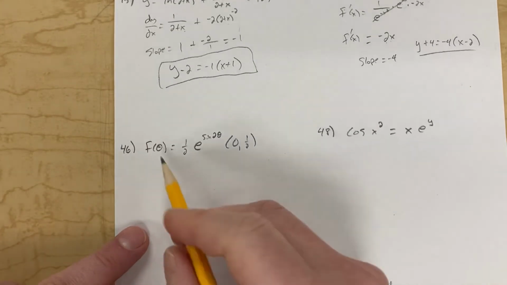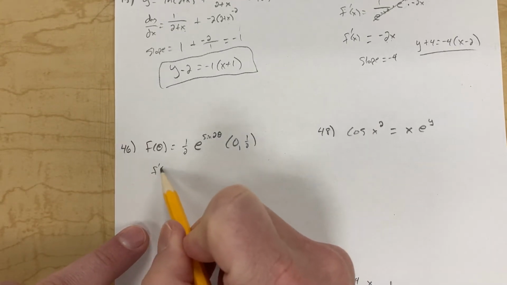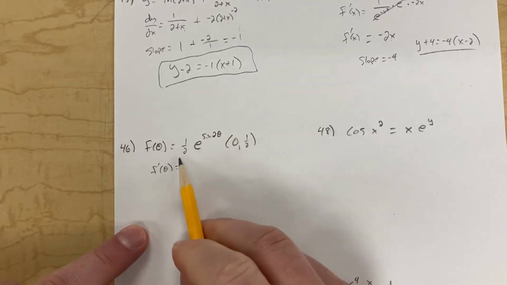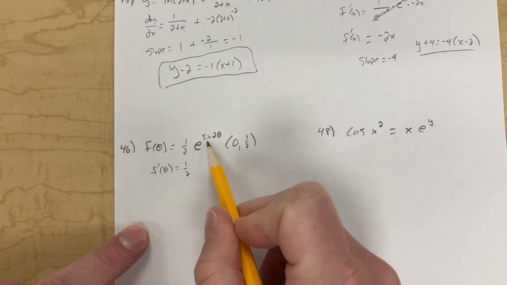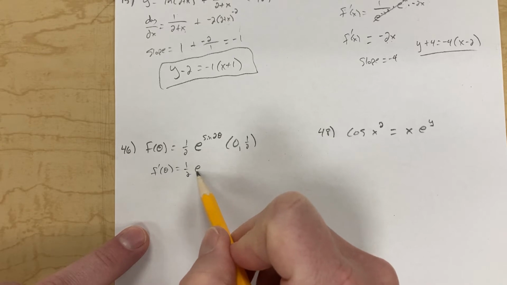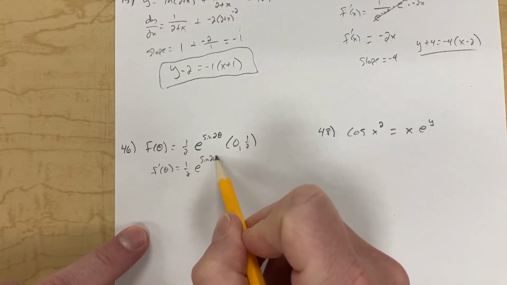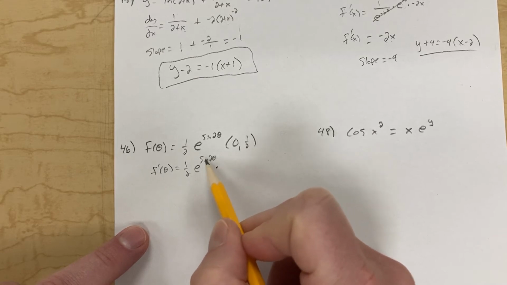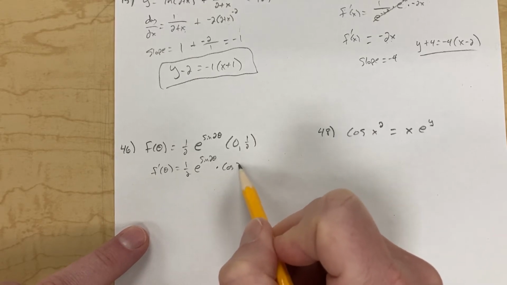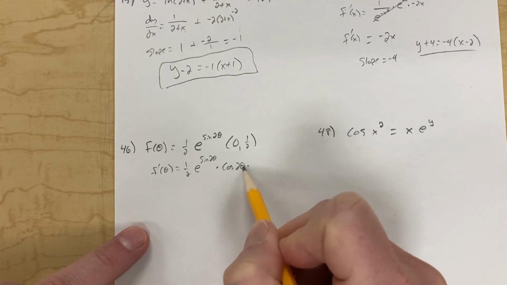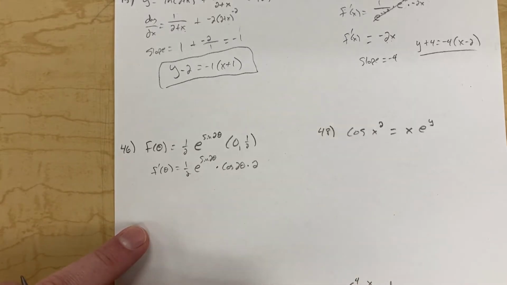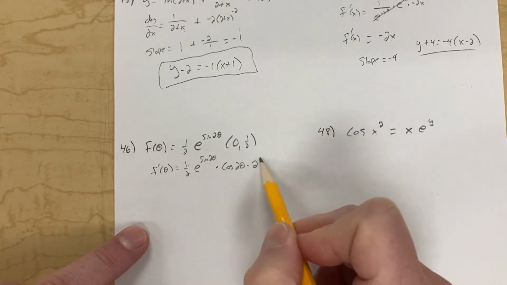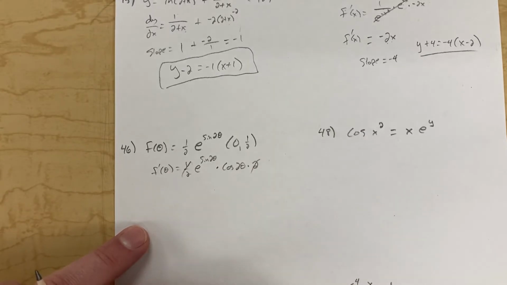For 46, we're taking the derivative of this. And we're going to have 1/2 times the derivative of e, which is its own thing. So we repeat e to the sine 2 theta times the derivative of sine 2 theta. So that's a chain rule. Derivative of sine is cosine. Leave the 2 theta alone. Times the derivative of 2 theta, which is 2. Okay. This half and this 2 can cancel. Simplifies things a little bit.